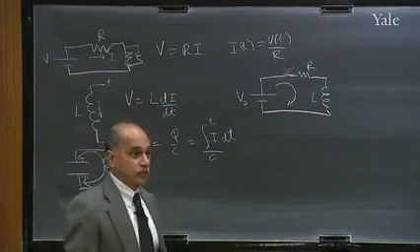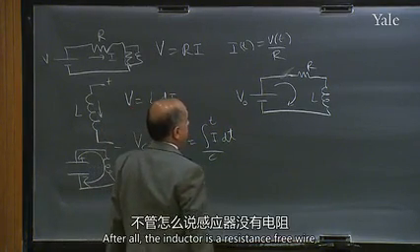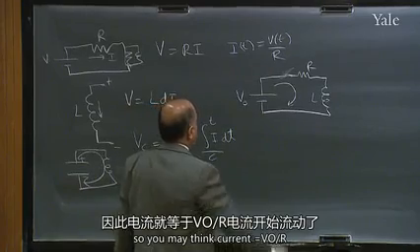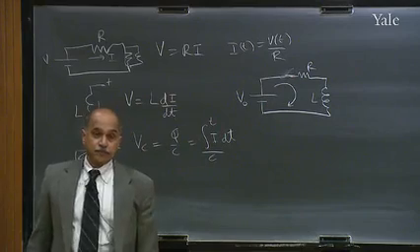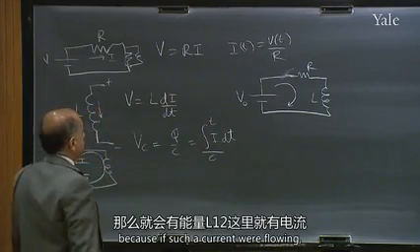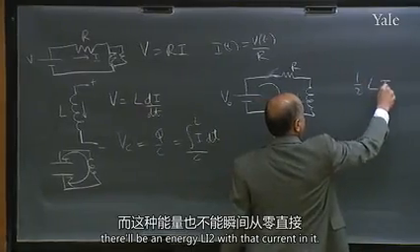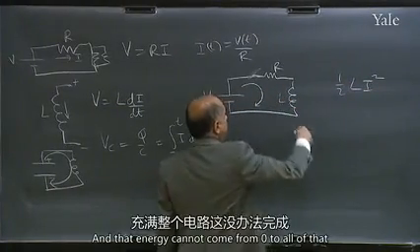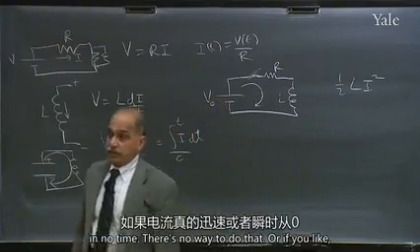How does it flow? After all, the inductor is a resistance-free wire, so you may think a current equal to V0 over R will start flowing immediately, but that's wrong. That is wrong because if such a current were flowing, there'd be an energy 1/2 Li squared with that current in it, and that energy cannot come from 0 to all of that in no time. There's no way to do that.